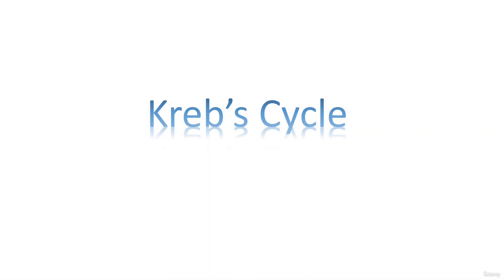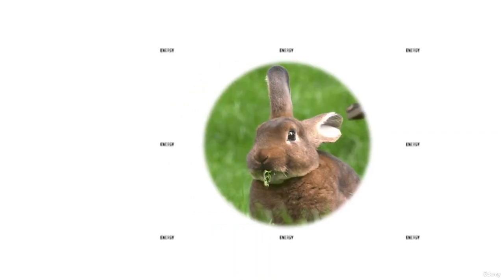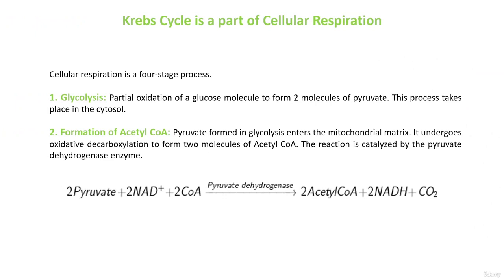Hi guys, in this video on the Krebs cycle, we are going to learn about the processes that occur in cellular respiration and the formation of acetyl CoA before entering into the Krebs cycle. This Krebs cycle is also a part of cellular respiration. Cellular respiration is a four-stage process, where we have already discussed glycolysis.